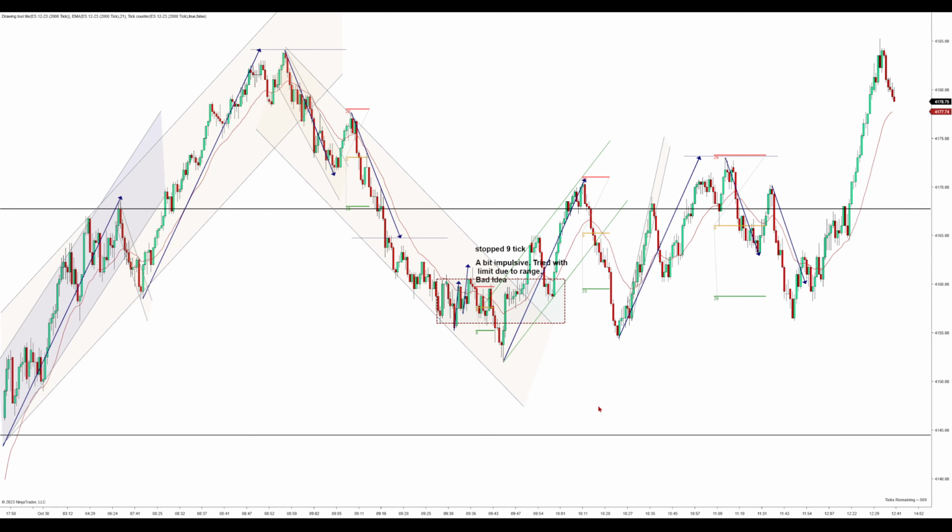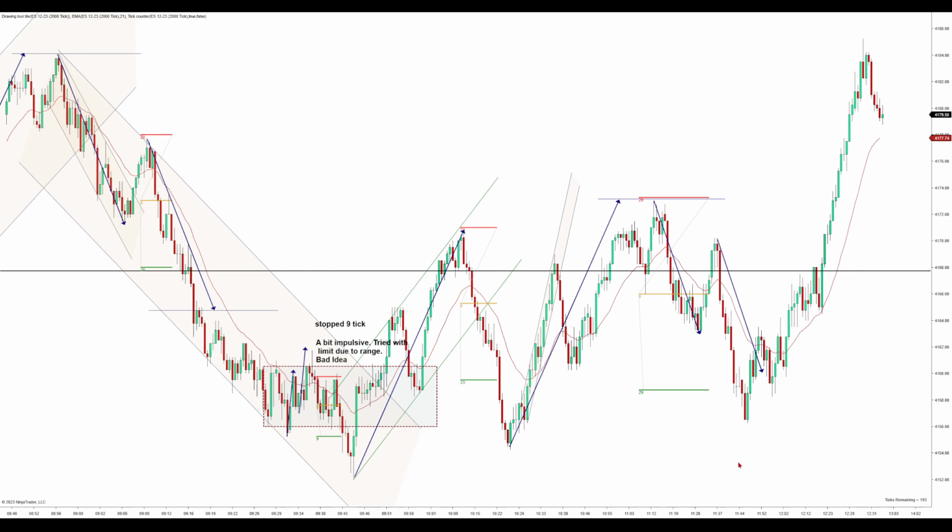They're not always going to bounce right off of it. For instance, right here, it ends up pushing on through, but it is very common to bounce directly off of it. So it is very important to understand measured moves and draw them all the time when you're going through charts. So anyway, after we pushed on lower here, measured move was met.